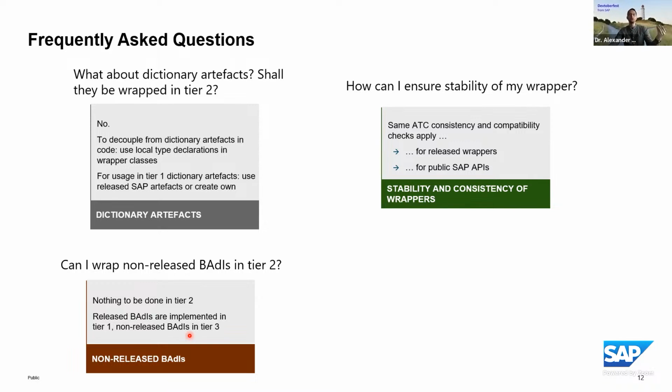And the question is, how can you ensure that? And the answer is, yes, you can ensure that, because we have checks in the ABAP test cockpit around that are exactly the same ones we use SAP internally. So you can make sure that your wrappers stay as compatible and as consistent as our public SAP APIs. So use those ATC checks to ensure the stability of your wrappers.